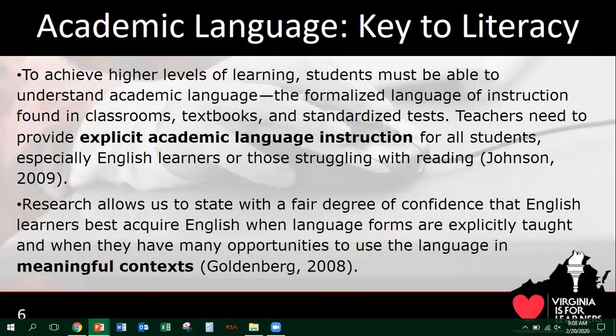And so we don't want grammar instruction for the sake of grammar instruction. We're not working with English learners. Best practice would not be to provide a worksheet just on using commas or periods or the past tense, but that we situate it within a meaningful context. Why are we learning this? What is the purpose for communication here?